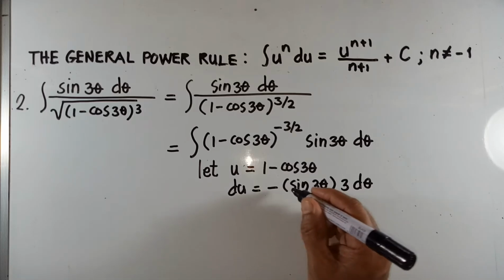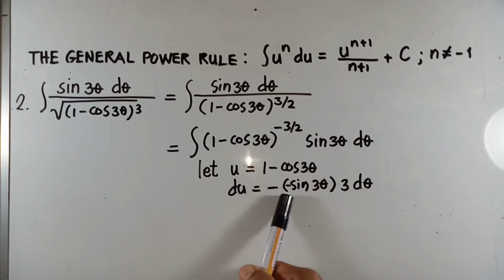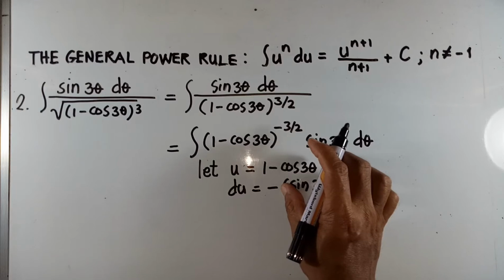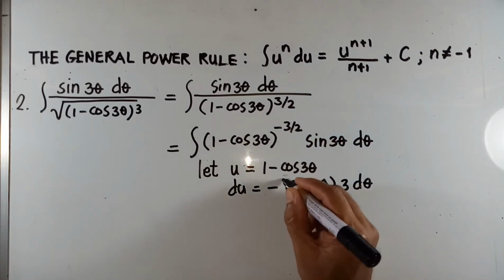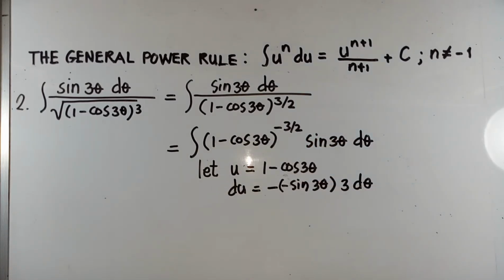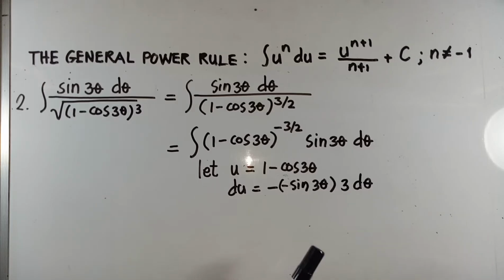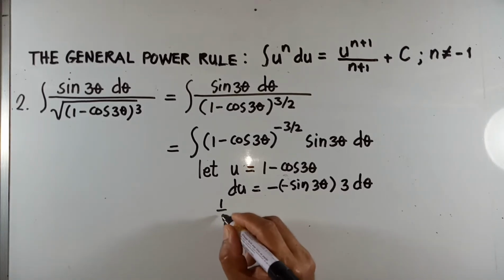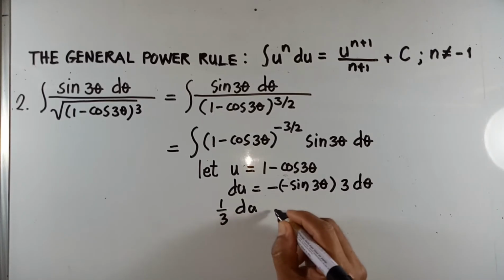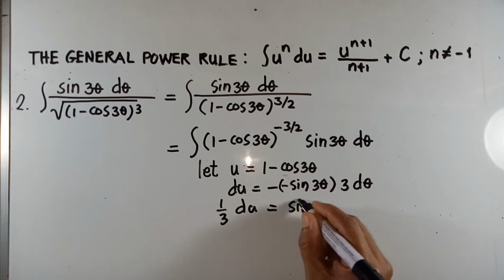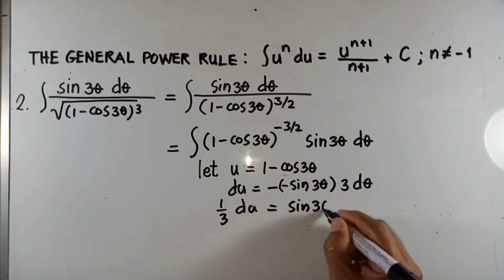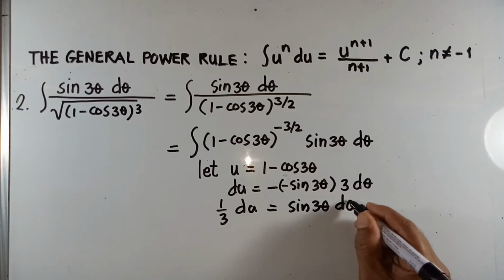So, negative times negative will become positive. So, the derivative of cosine is negative sine 3θ. And then after that, we are going to solve sine 3θ dθ in terms of du. So, we must multiply both sides by positive 1/3. So, 1/3 du now equals sine of 3θ dθ.